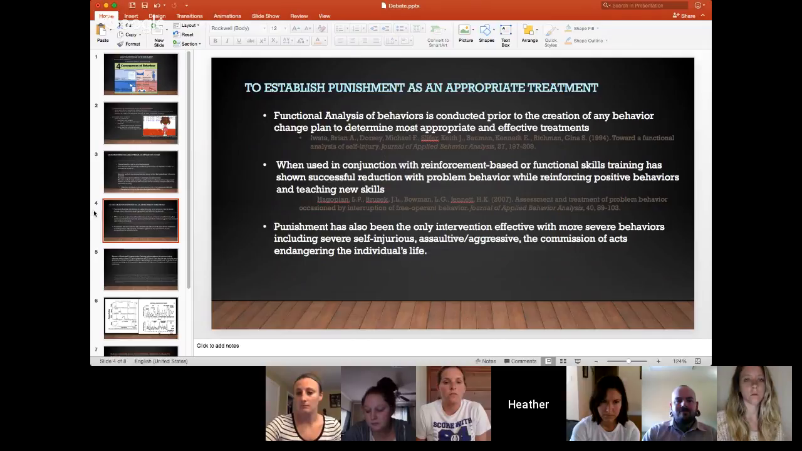To establish punishment as an appropriate treatment, behavior analysts will always conduct some form of assessment to determine the function of the behavior prior to creating a behavior change plan. This is the same as with other interventions as well as punishment. So when used in conjunction with reinforcement-based or functional skills training, punishment has shown reduction of problem behavior with the improvement of the positive functional skills that are being reinforced.